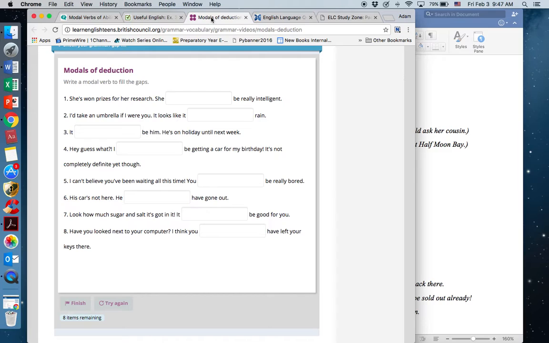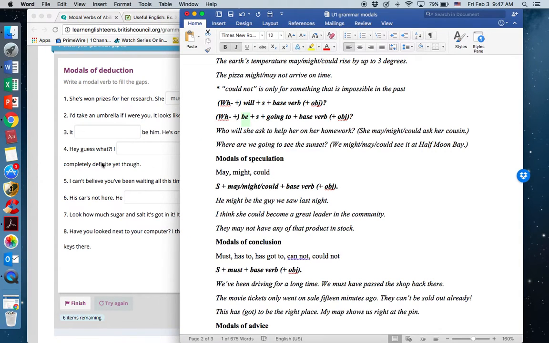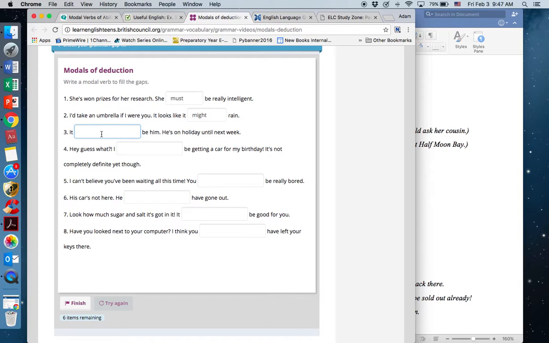Let's take a look at some examples. She won prizes for her research. She must be really intelligent. I'd take an umbrella if I were you. It looks like it might rain. It blank be him. He's on holiday. It can't be him. It couldn't be him. He's on holiday until next week.